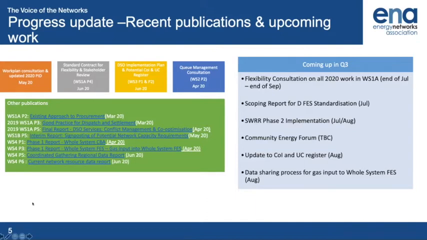Coming up in the next quarter, Flex consultation, the scoping report for DFES standardisation, both of which being covered today. We have the implementation of the next phase of the system-wide resource register. So that is being linked in with the embedded capacity register that is for Ofgem decision under DCP 350 in DACUSA. So we are ensuring that we're being consistent with what's coming out of the DACUSA modifications and more transparency and data for assets. But that is due for implementation, just depending on how we align with that embedded capacity register.